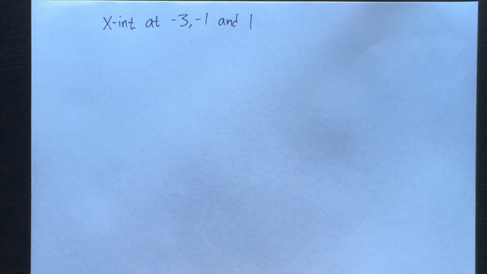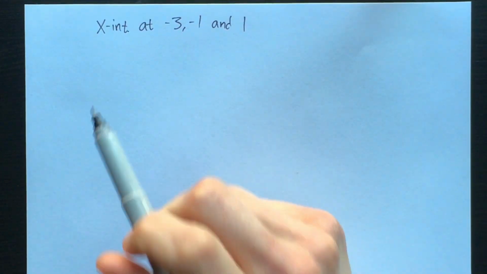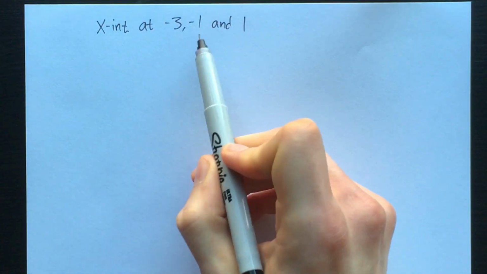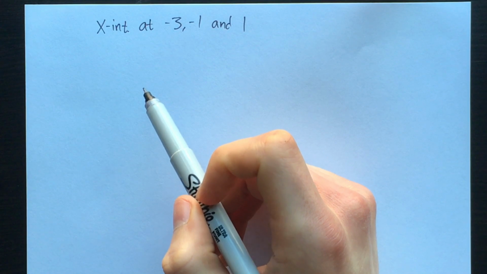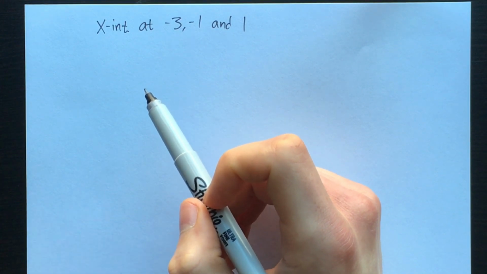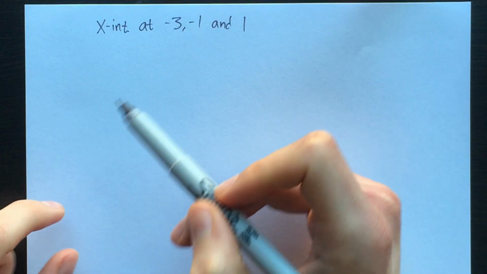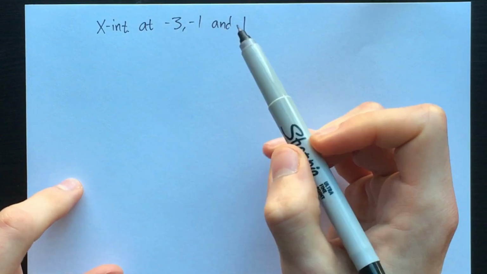So we're told that we have some function f with x-intercepts at -3, -1, and 1, and we want to find which of the following could define f. So let's just quickly go back to our graphical understanding of quadratics, right?